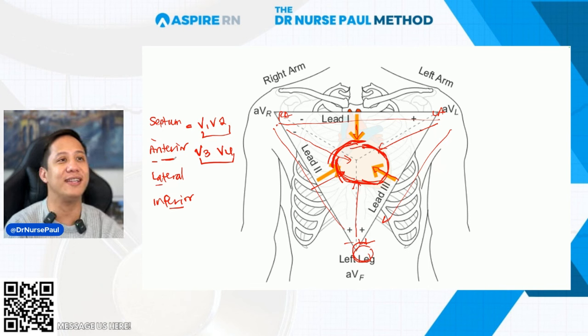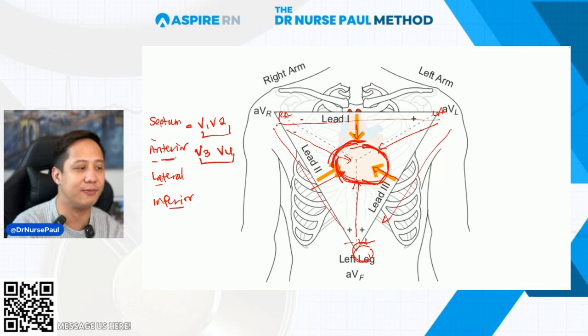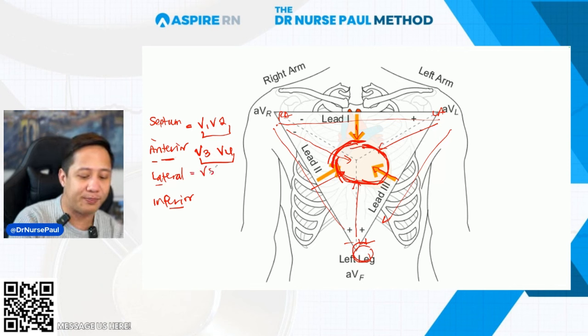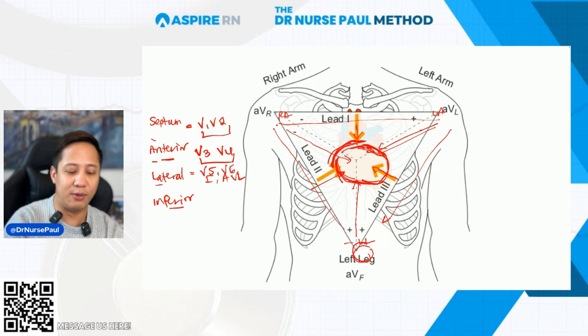Again, EKG is used to locate where the arrhythmia, dysrhythmia, or heart problem is from. Lateral portions are V5, V6, what else? Lead one, right? Lead one, because lead one looks this way, right? And AVL. You see, AVL looks this way. That's the lateral portion. So why did you say one is lateral portion?